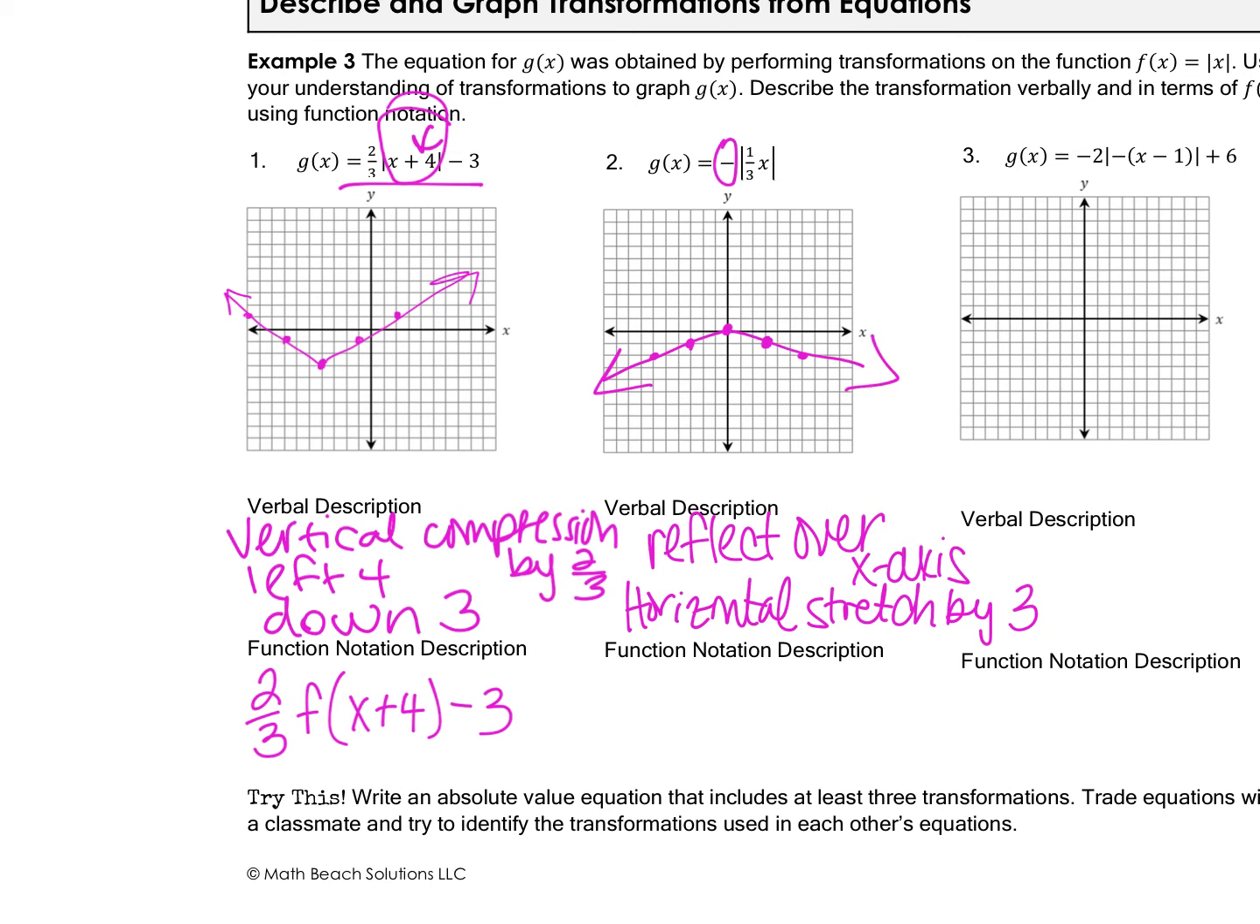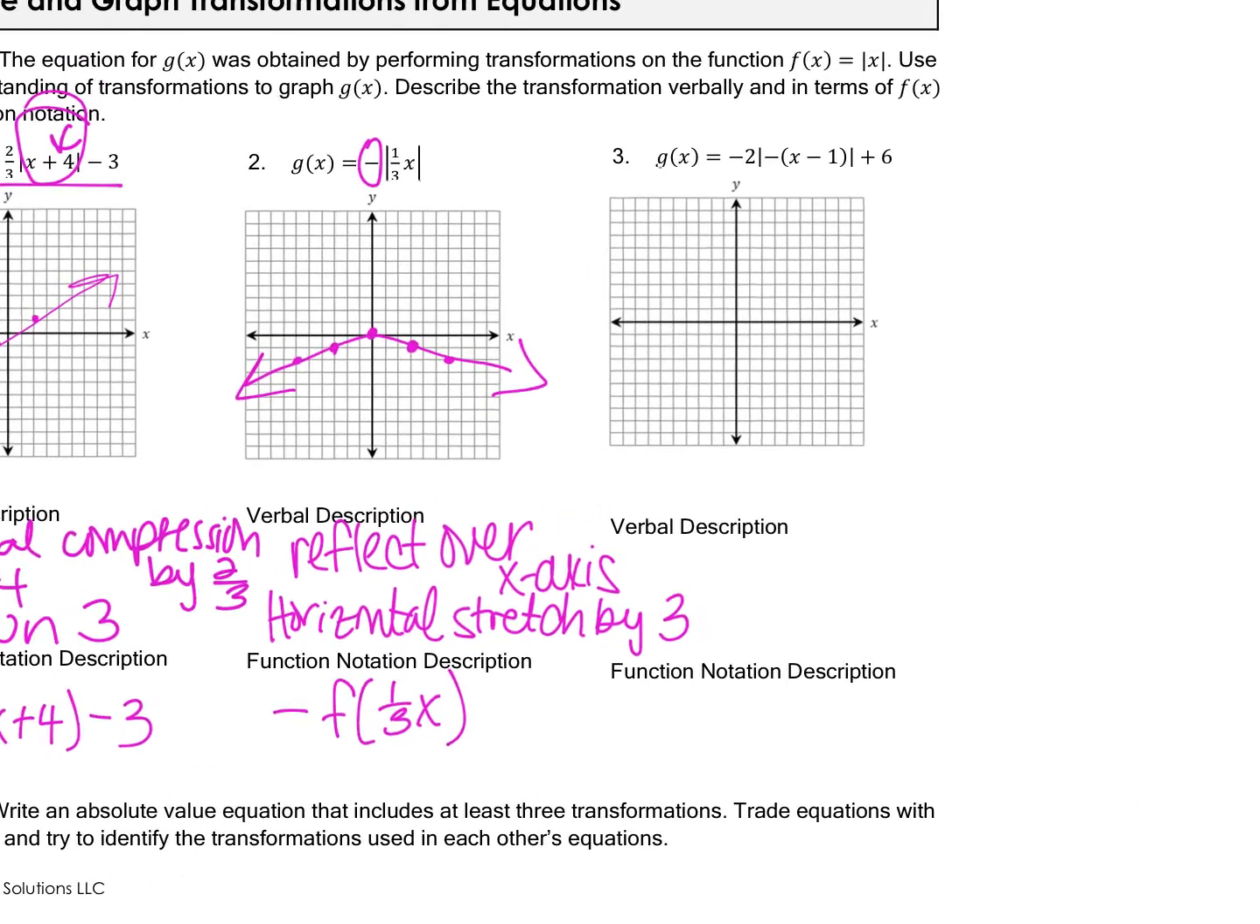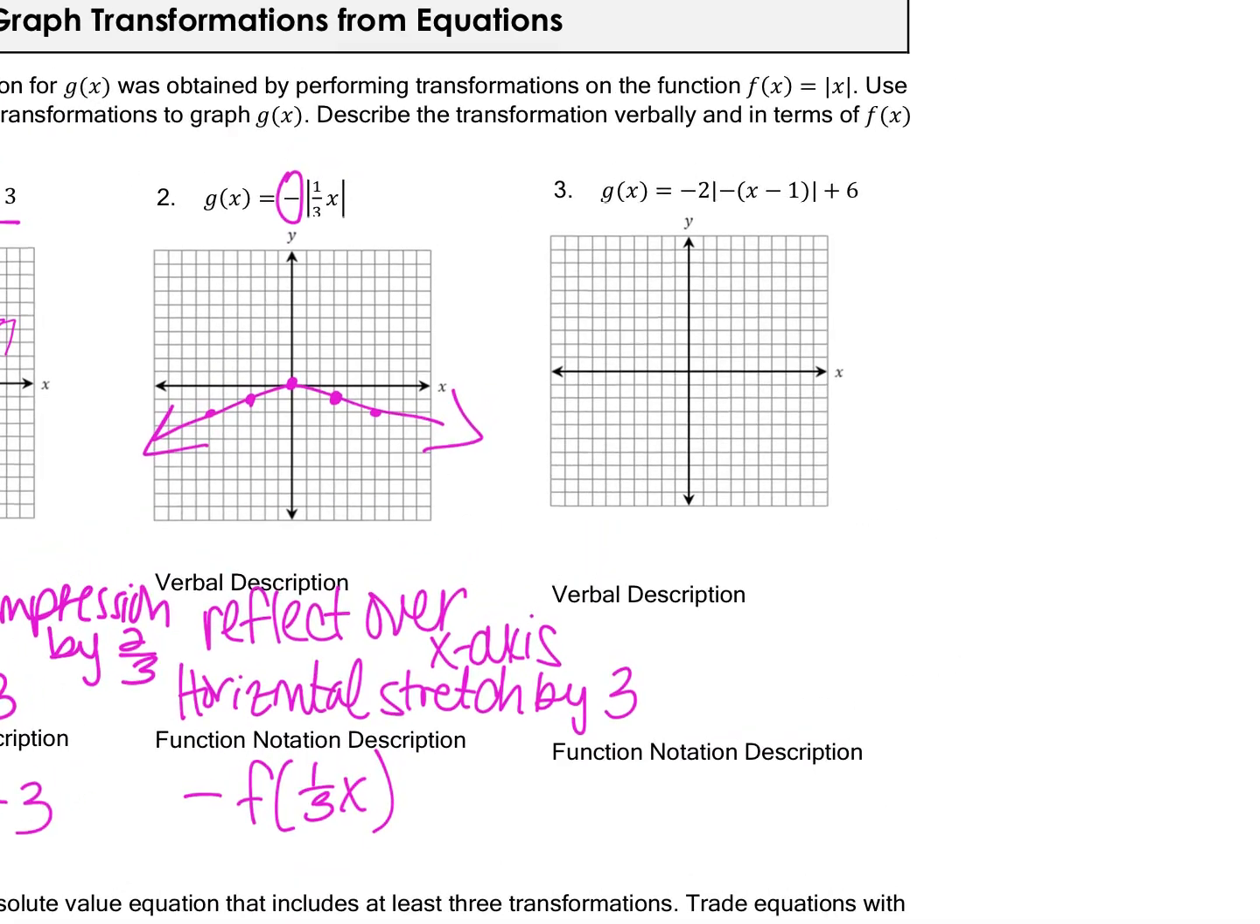And there's our graph. So the function notation for that, if we look up at the top, there's a negative on the outside, and then we'll do f of 1/3 x on the inside. So that's our function notation description there. Okay, so let's look at this last one. Lots of things on this one.